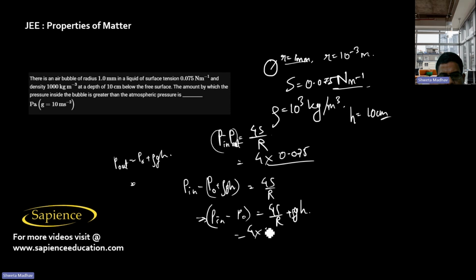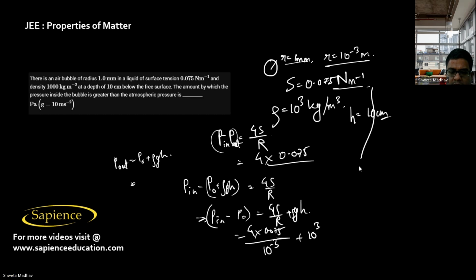which will be 4 into s, that is 0.075, divided by r, that is 1 millimeter, means 10 power minus 3 meter, plus rho gh, that is 10 power 3 into g, that is 10, into h, that is 10 centimeter, it means 0.1 meter, I can say 0.1.